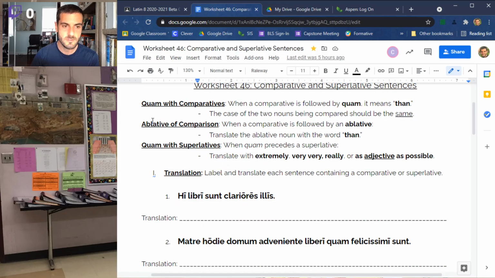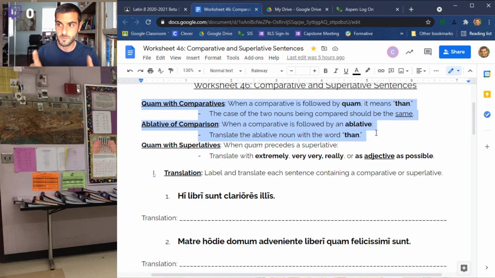So we've got a few sentences with comparatives and superlatives. Reminder, two ways to say than after a comparative. One is to use the word quam. If you use quam, then the two things you're comparing need to be the same case. So if the subject of the sentence is being compared to something else, you make that second thing nominative. The chair is larger than the book. The chair is the subject, it's nominative, so book would also be nominative.